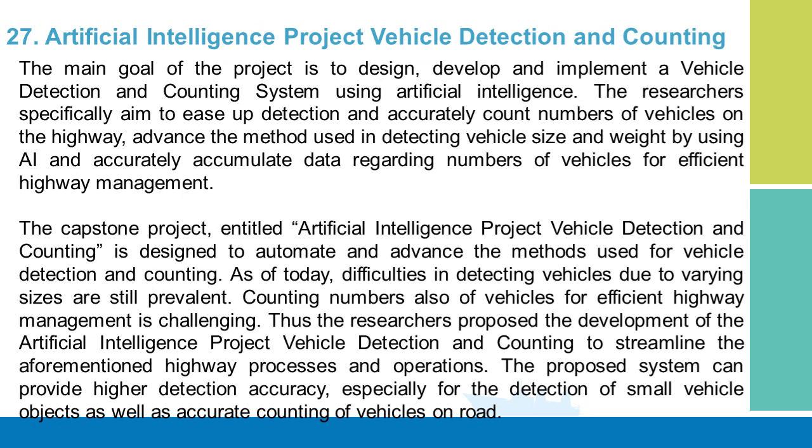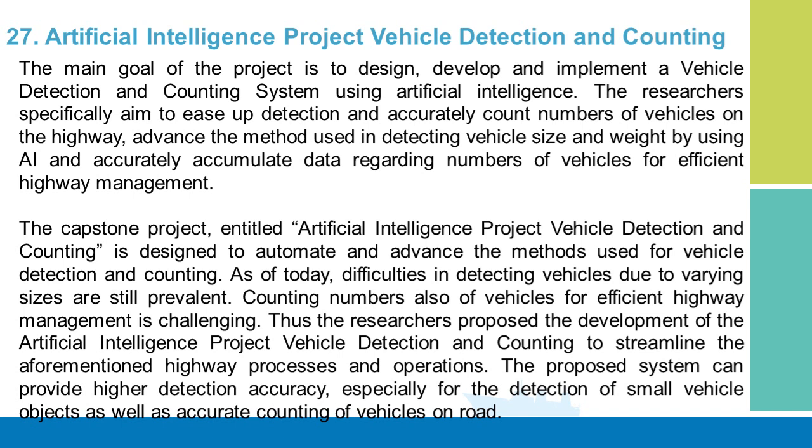Artificial Intelligence Project Vehicle Detection and Counting. The main goal of the project is to design, develop and implement a vehicle detection and counting system using artificial intelligence. The researchers specifically aim to ease up detection and accurately count numbers of vehicles on the highway, advance the method used in detecting vehicle size and weight by using AI, and accurately accumulate data regarding numbers of vehicles for efficient highway management.